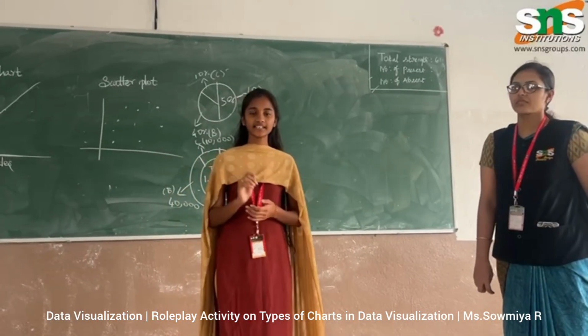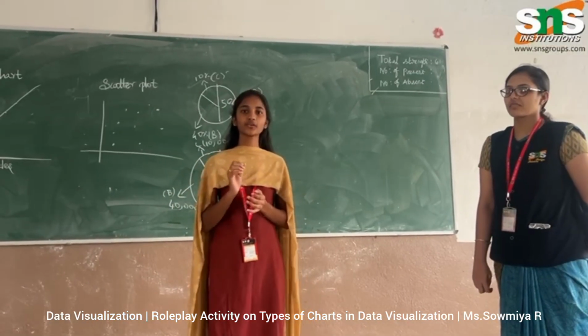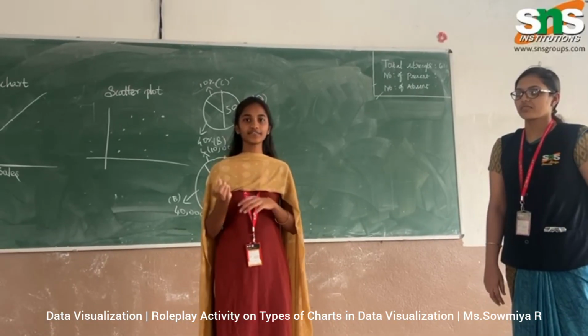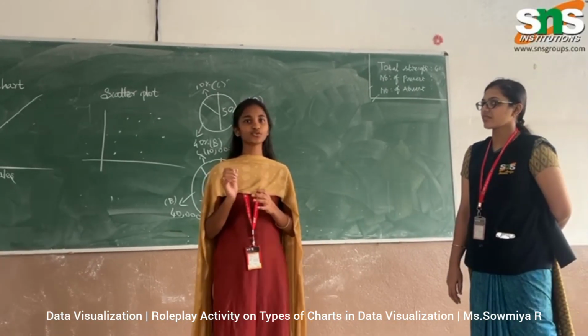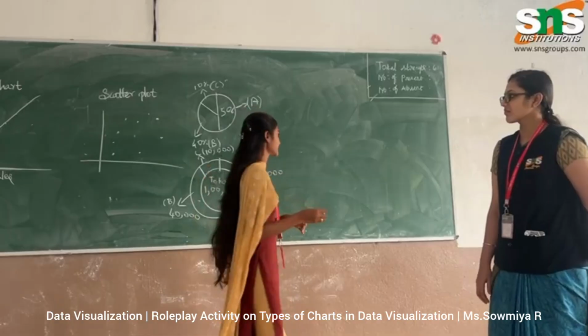Next one is the heat map. It uses color intensity to show the magnitude of a data set and refers to the variation across two dimensions. Let's see an example.